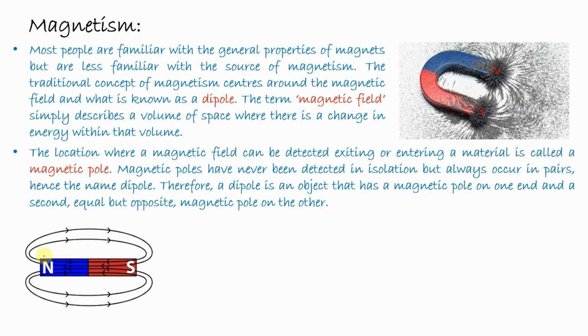Here in the bar magnet, we can see that one side is the north pole, another side is the south pole, and there is a field created surrounding the magnet where the property of magnetism can be accessed, and this surrounding medium is considered the magnetic field of the magnet.